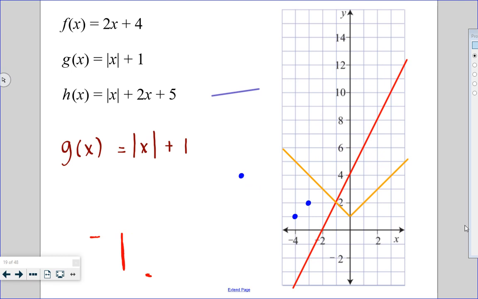I have a question for you. To how many of you does it make sense that if you were to add two straight lines, you're going to get a straight line? They're not linear. One of them's linear, one of them's absolute value.